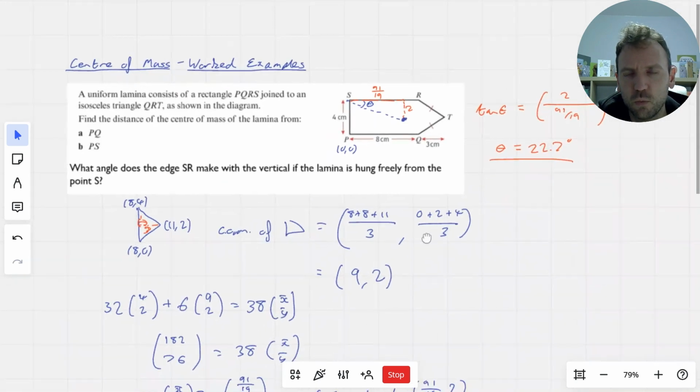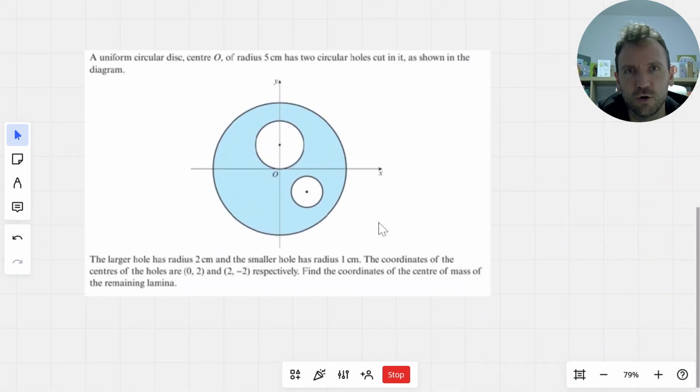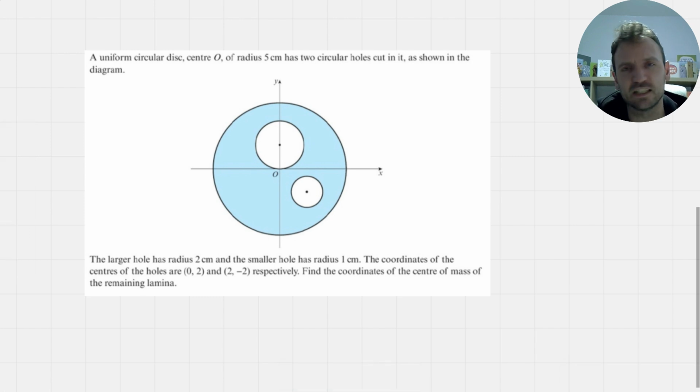Okay, I want to look at one more example now where we've got holes in our lamina and see how we can treat these as negative areas. There are other ways of setting this up, but I think the negative is the easiest way of going through it. So in this case, we've got circles. Now, fortunately, circles are easy to tell where those centres of mass will be, but when we've got holes in it, it gets a bit more complicated.